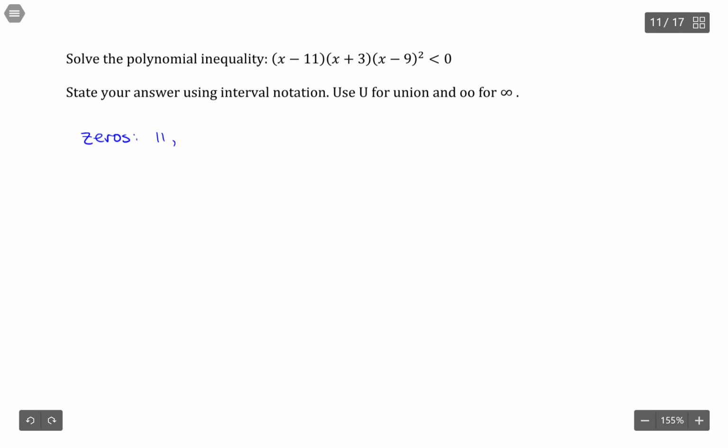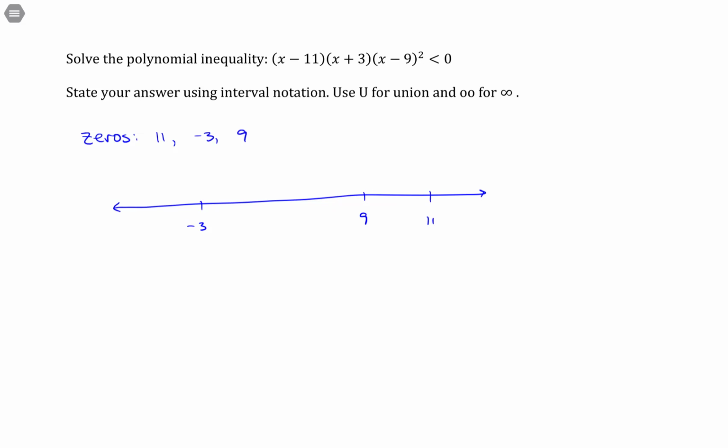So that means I have zeros at 11, -3, and 9. Now I put those zeros on a number line in order of increasing. So -3 is the smallest, then 9, and then 11. Now, I'm looking for values that are less than 0, so none of these values would actually be included in the solution. I can go ahead and just circle them with open circles.